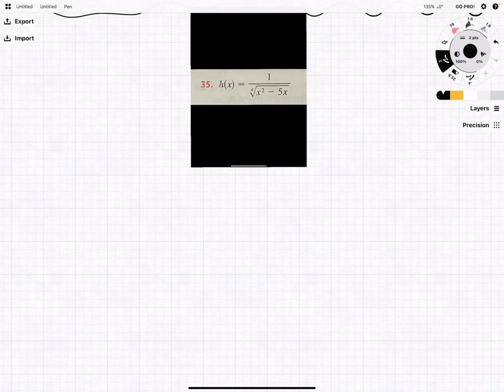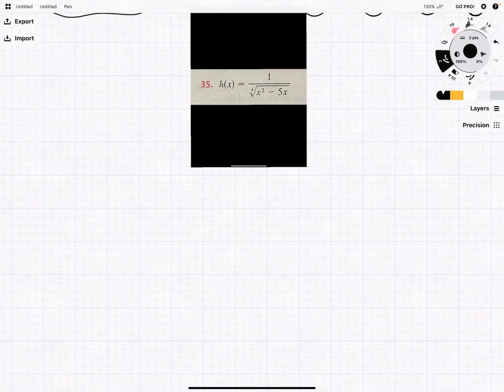This is Stewart Calculus 8th edition, section 1.1, problem 35. In this problem we're asked to find the domain of the function h of x. It says h of x equals 1 divided by the fourth root of x squared minus 5x.